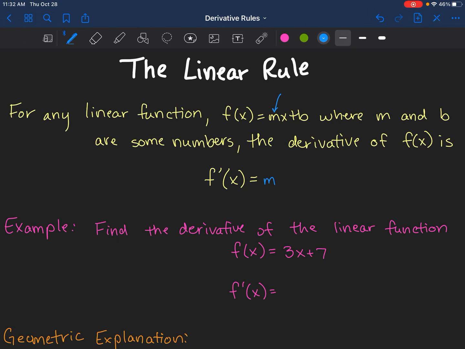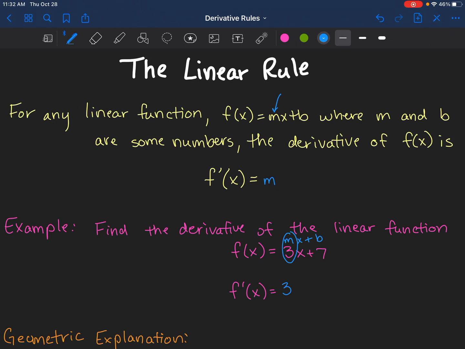So I'm going to go over this in a very concrete example so you can see what I'm talking about with some numbers. So in my example, it says find the derivative of the linear function f of x equals 3x plus 7. Well, in this case, if I look carefully, the form is mx plus b. And so my slope of this linear equation is 3, and that's also my derivative.